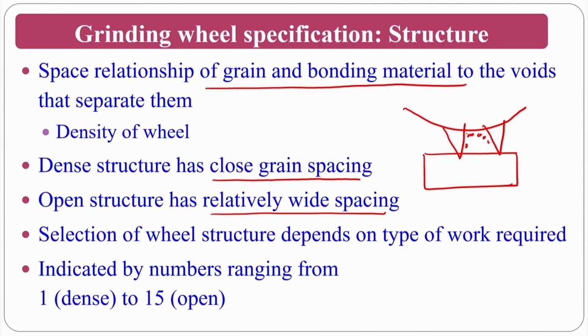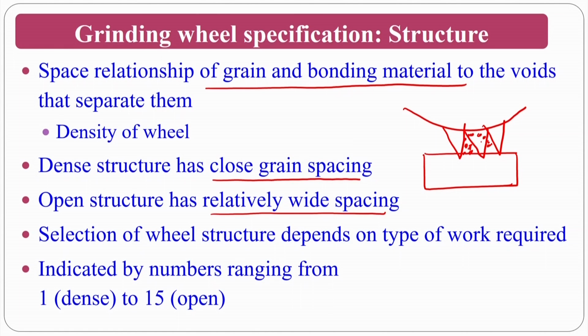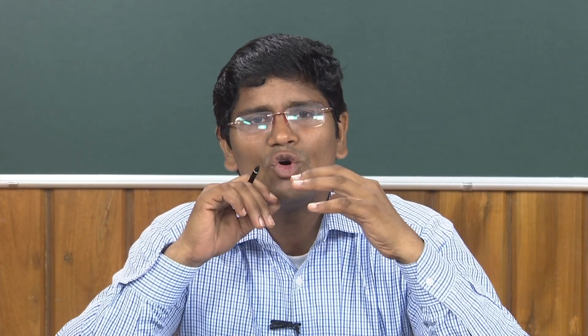Assume that I have a dense structure. What will happen? There is no sufficient space. So, as soon as it starts, within no time the wheel loading takes place. All this material will clog here in the gaps and the abrasive particles will become dull. This is called wheel loading. Okay. This is also a problem we will address whenever the grinding wheel problems come. That is why whenever I want to remove a soft material, go for an open structure. Whenever I want to remove a hard material, go for a dense structure.